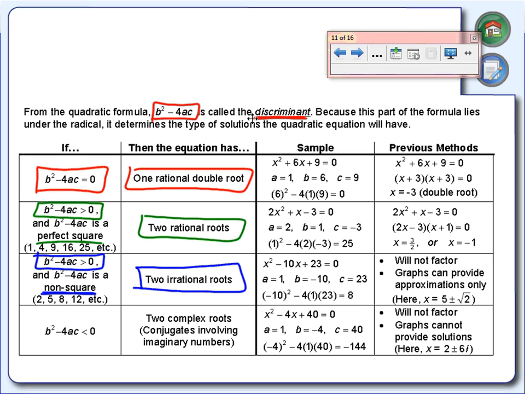And the last thing we have is if our discriminant, the number underneath the square root, is a negative number, we're going to end up with two complex roots. In other words, we're going to end up with those conjugates involving the imaginary numbers. Those are the ones that we were just looking at a second ago. So this only tells us what type of solutions we're going to get. It doesn't tell us what the answers are. It doesn't give us the solutions. It just tells us what type of solutions we have.